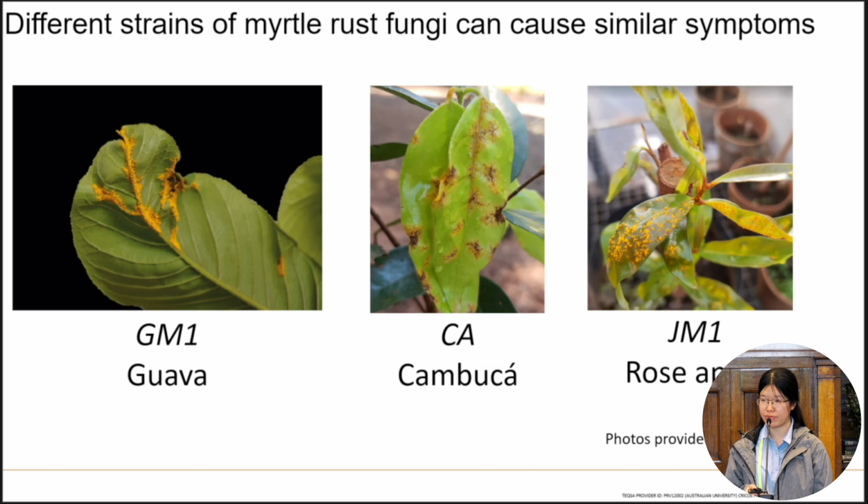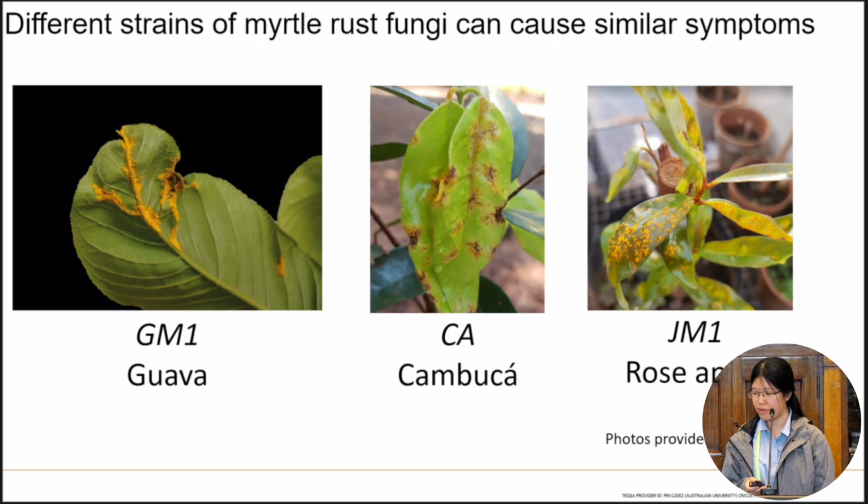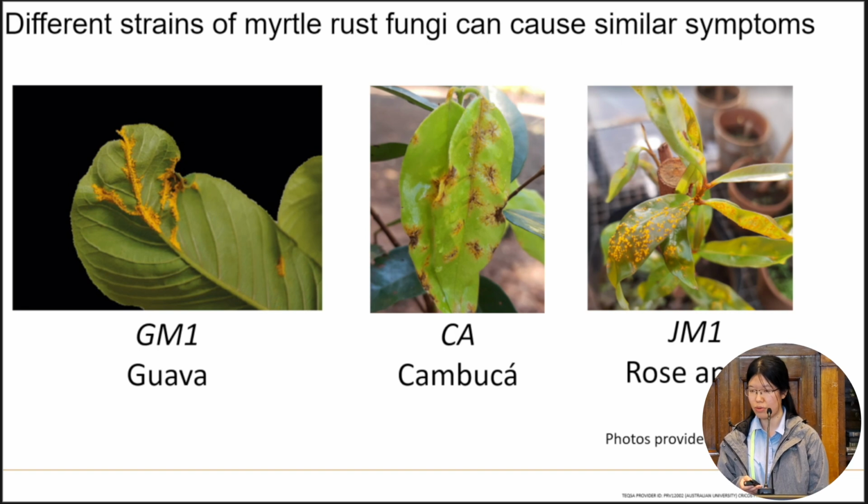We know the myrtle rust pathogen can infect different hosts, and different strains of the myrtle rust fungi can cause similar symptoms on different hosts. Thanks Thais for providing these nice pictures. Here we can see this isolate, which infects the guava, this one infects the kumquat, and this one on rose apple. These are different strains, but they have similar symptoms on infected hosts. So we are looking for a method which can help us to distinguish different isolates.